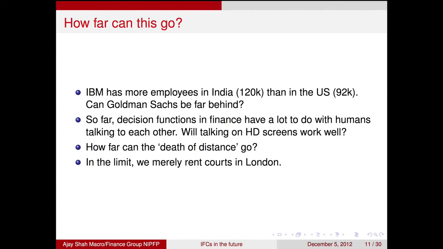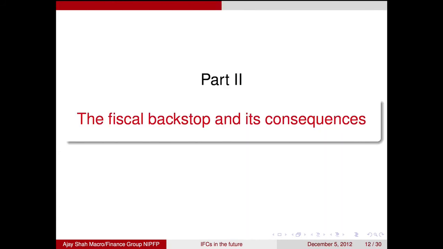So I think an interesting speculative question over the next 25 years is what will happen to this death of distance? Are we able to do complex, nuanced conversations without meeting physically face to face? So, in the limit, I can dream of a world where all we are taking from London is the legal system. We are renting courts in London. The rest of finance production does not have to happen in London. This is purely speculative. This is not the way the world works today, but it's an interesting dimension of how things might happen in the next 25 years.